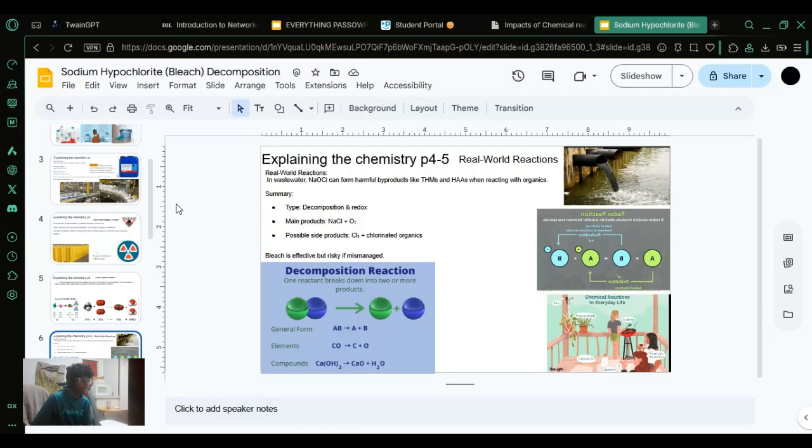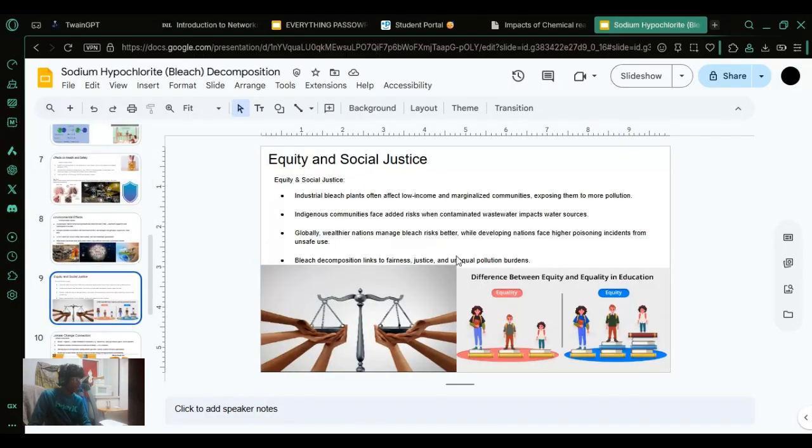Now we have equity and social justice. Industrial plants and waste sites are disproportionately sited near low-income and marginalized communities, increasing local exposure to air and water contamination. Indigenous and rural communities dependent on surface waters are especially vulnerable. Regulatory enforcement and access to protective resources are often unequal.